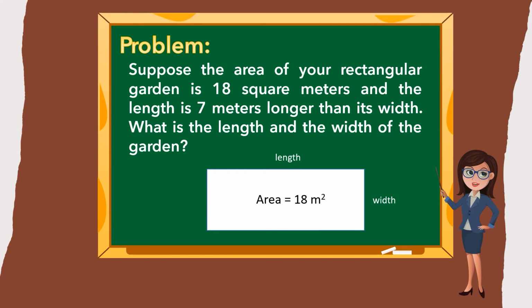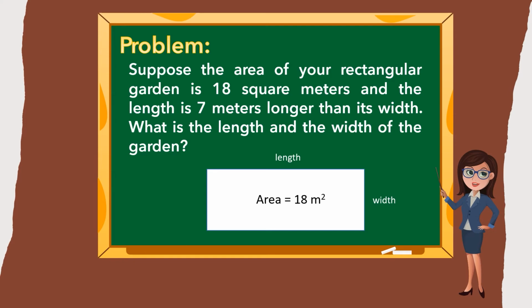You are now ready to answer the problem that we had a while ago. The problem states that, suppose the area of your rectangular garden is 18 square meters and the length is 7 meters longer than its width. What is the length and the width of the garden?